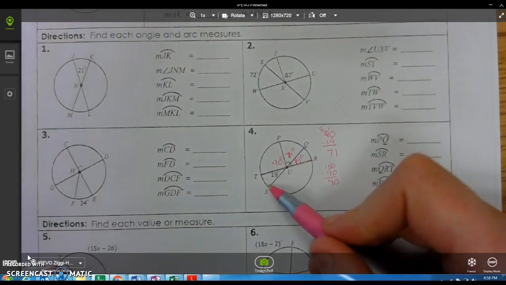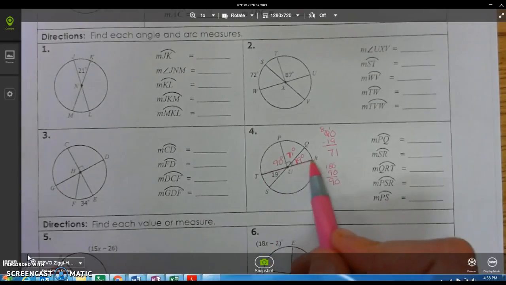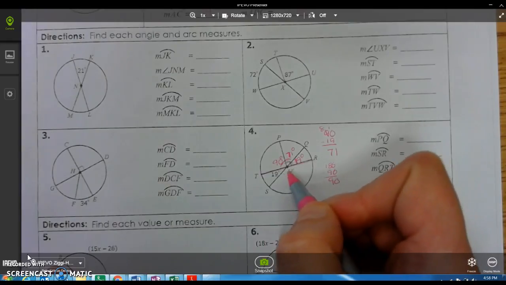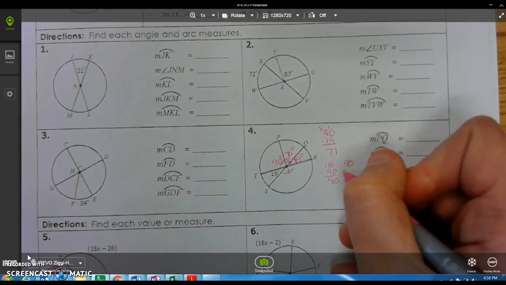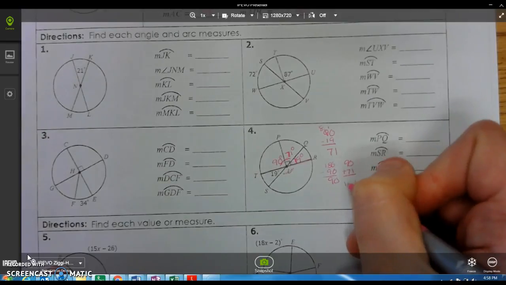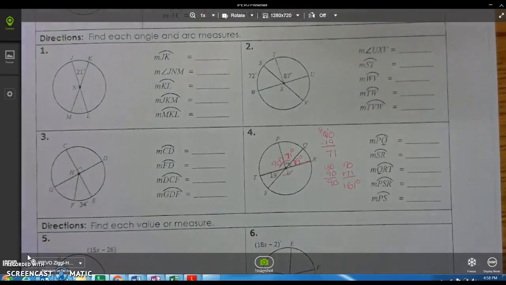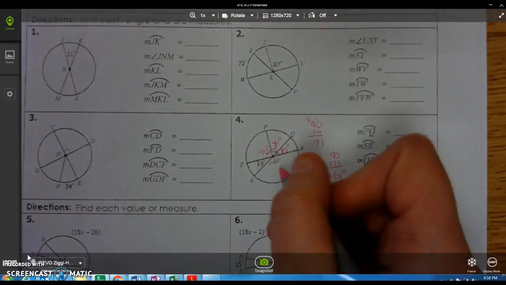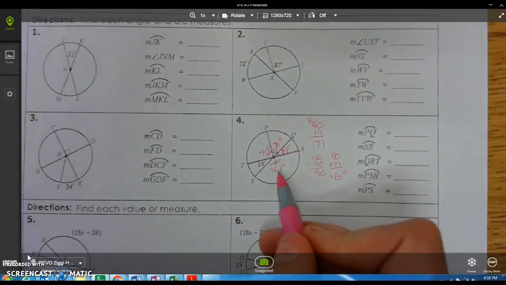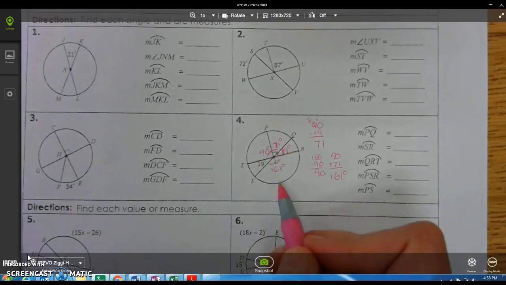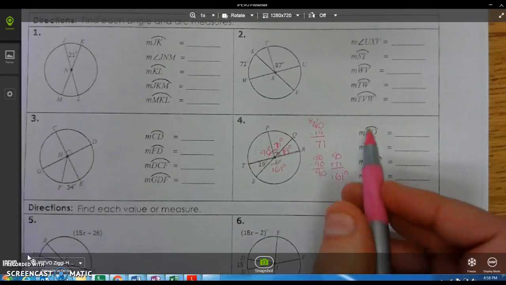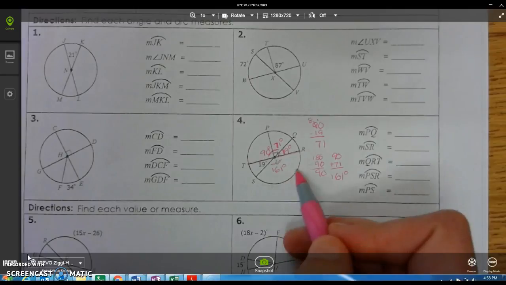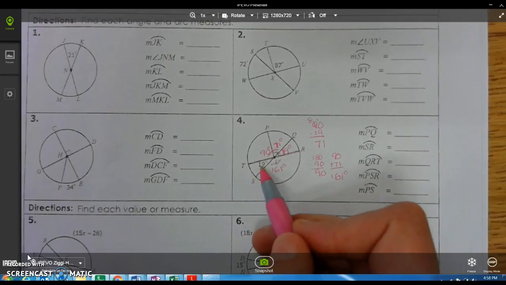And then I have another set of vertical angles right here, which tells me that these two are equal to this one. I'm going to do 90 plus 71. Okay, so this is going to be 161. Whatever the central angle is, the arc measure is too. So this actually asked me for all arc measures, but that's okay because it's going to be equal to this. So SR is going to be 161, TS is going to be 19.